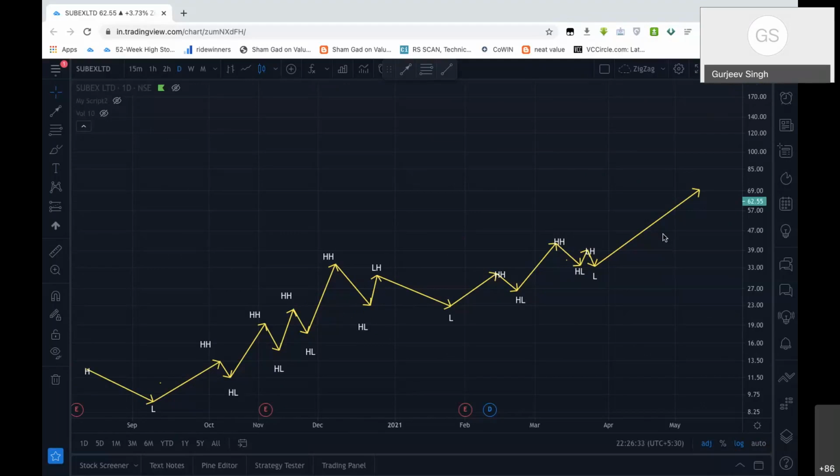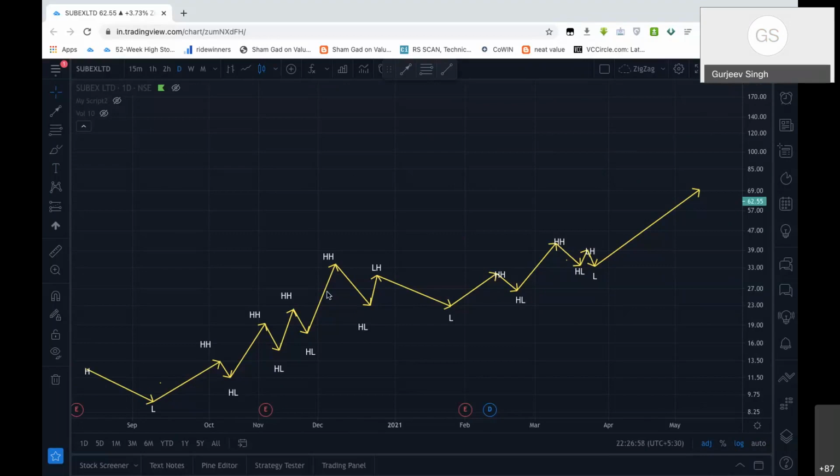If a smart person can look at this drawing and understand what is happening, please write in the chat box. Or should I say, until lower low is not created, we have to be in the trend. Excellent, Prabhu, excellent. Until lower low is not made, we have to be in the trend.